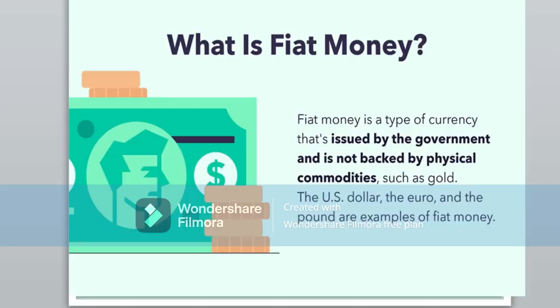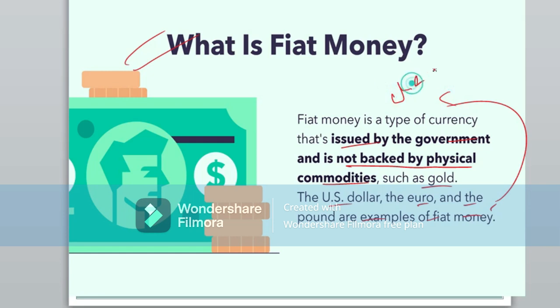Now fiat money is issued by the government and is not backed by physical commodities such as gold. So the US dollar, euro and pound are examples of fiat money, which has no backing except the government itself.